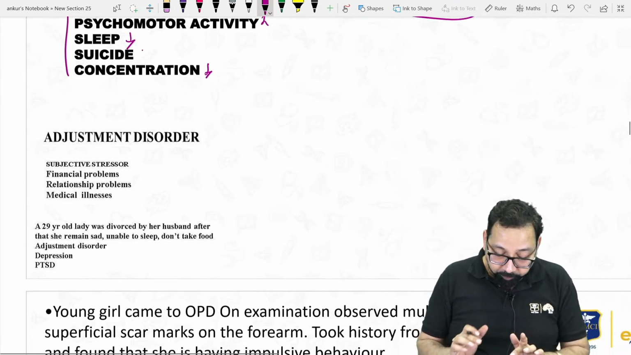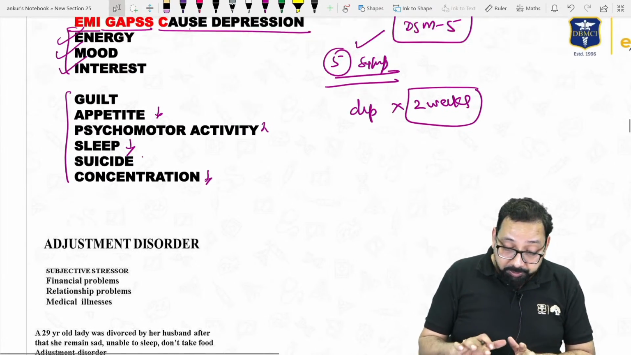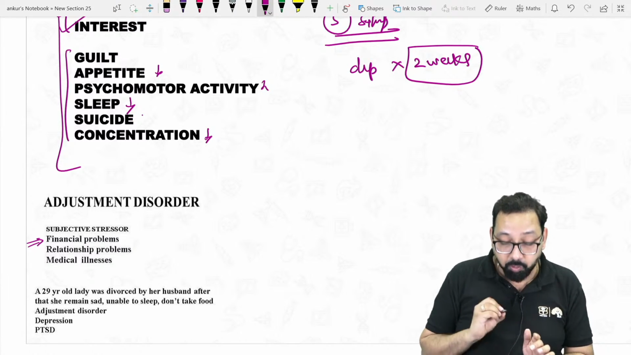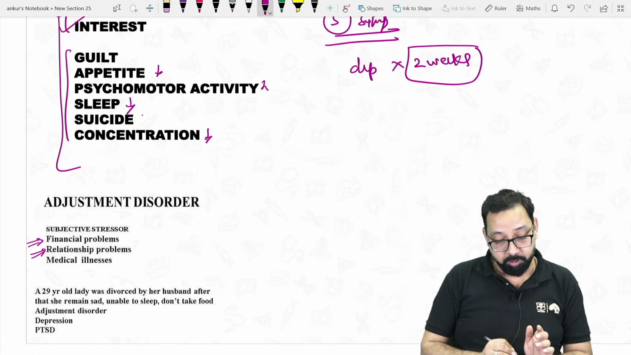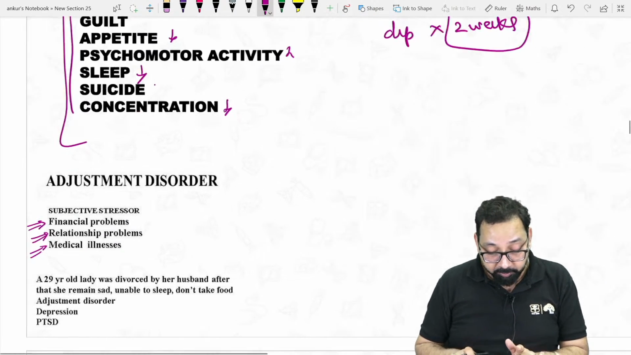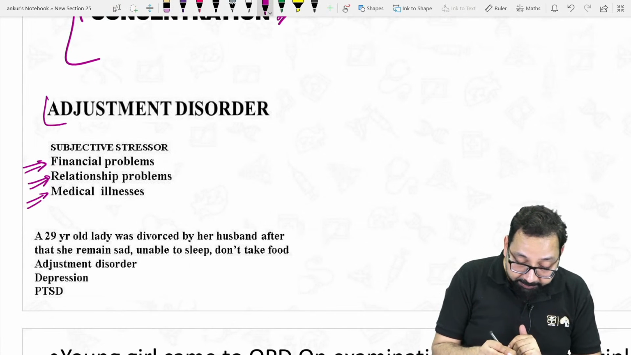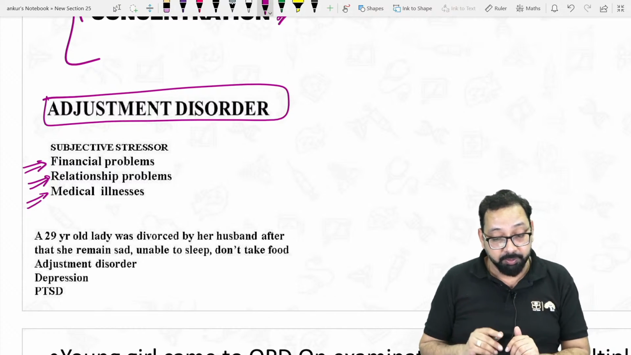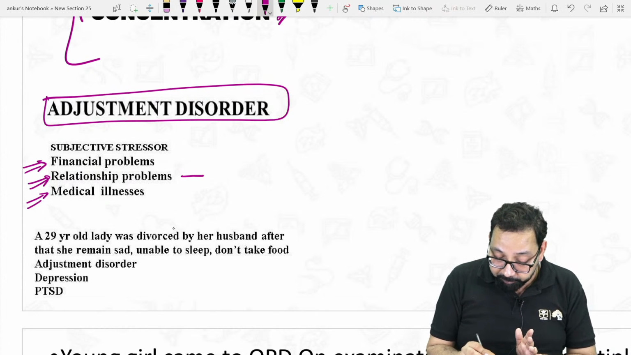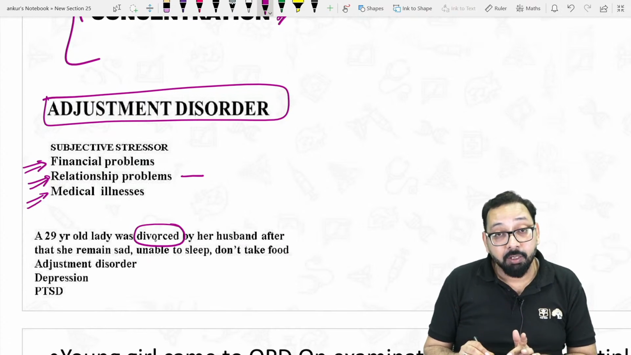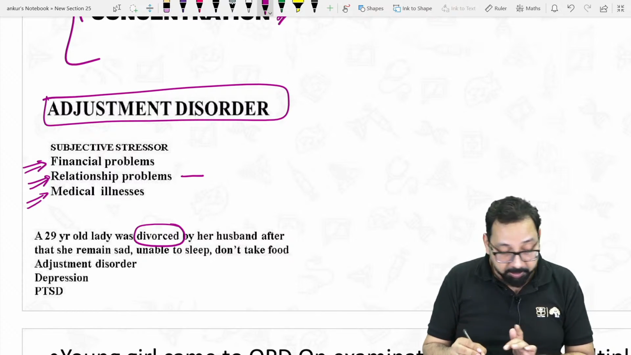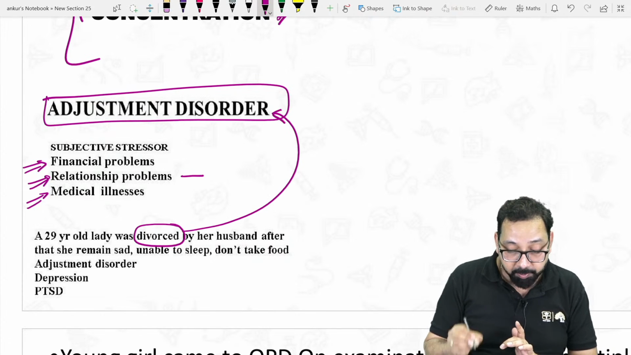Now, suppose these symptoms appear after financial loss, breakup, medical illness, divorce, then the diagnosis may be adjustment disorder. Remember this point. Whenever we see the word divorce, breakup, medical illness, financial problem, we immediately mark the answer adjustment disorder.